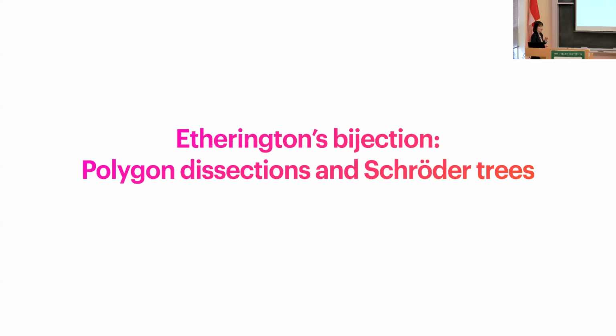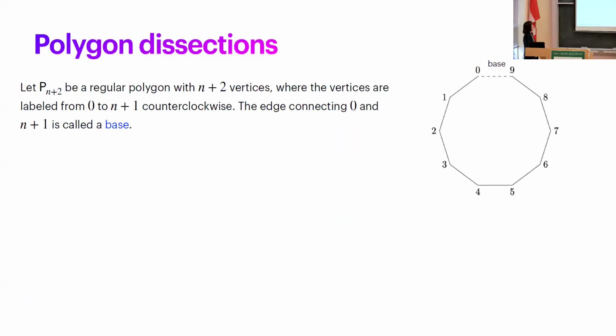Okay. I'll start with some objects in combinatorics. So, polygon dissections. We'll denote by P_{n+2} a regular polygon with n+2 vertices. So there is P10, and we'll label the vertices from 0 to n+1 counterclockwise, and the edge connecting 0 and n+1 is called the base. So I'll draw the base edge in a dotted line as in the figure.